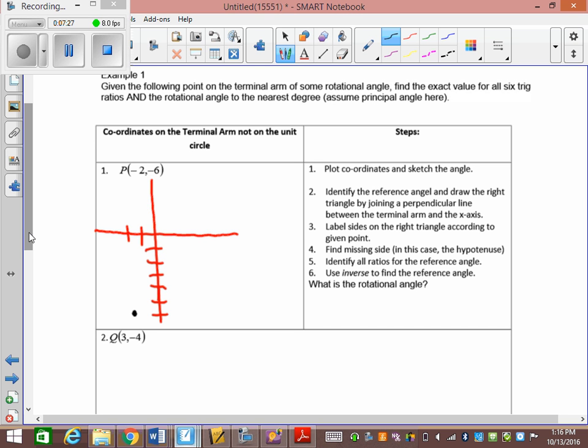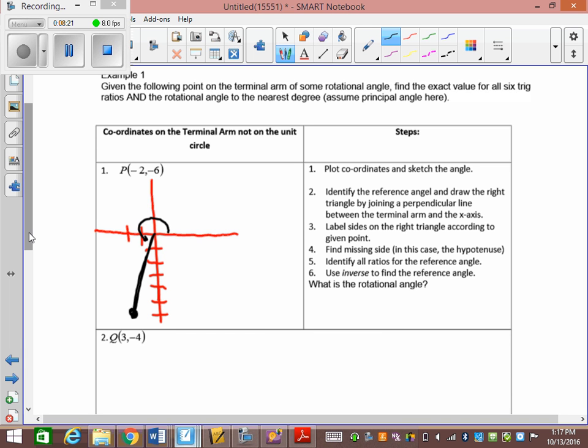-2, -6. Here's the question. Up here, example 1. Given the following point on the terminal arm of some rotational angle, so that point's on the terminal arm. Terminal arms always start at 0, 0, right, and work their way out. So let's draw that. That point is on a terminal arm. Whoa, that's bad. Just pretend that's a straight line. Okay? Find the exact value of the 6 trig ratios. You used to have 3, you now have 6. You have secant, cosecant, and cotan as well. So you have 3 more trig ratios. Great thing about them is they're literally just take the first 3 and flip them, and you have the next 3, right? So it's not super hard. However, if you get the first 3 wrong, you're going to get the last 3 wrong, which makes it a little bit problematic. Okay. So find the exact value of the 6 trig ratios and the rotation angle to the nearest degree. Rotation angle is going to be this angle in here. So from here to here, they want us to find it, right?